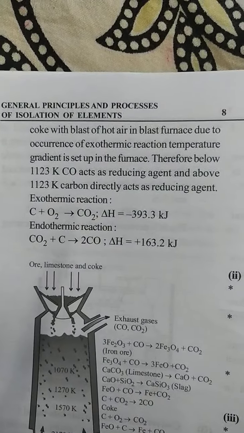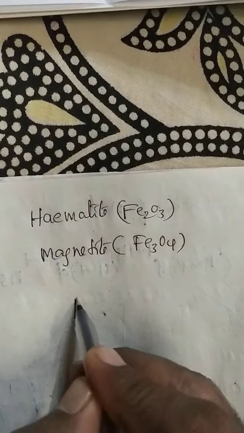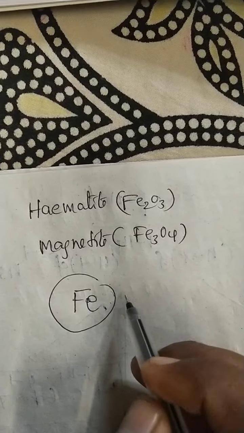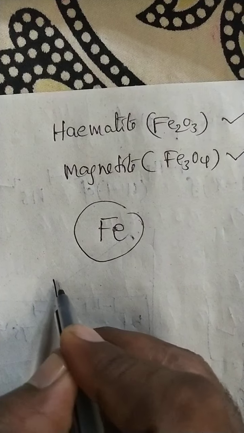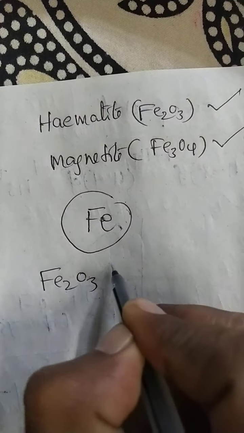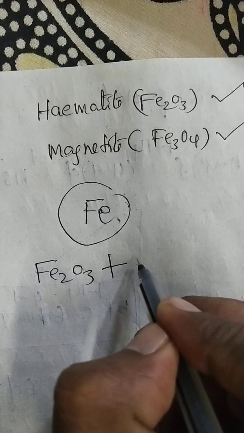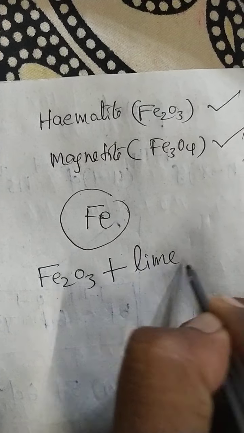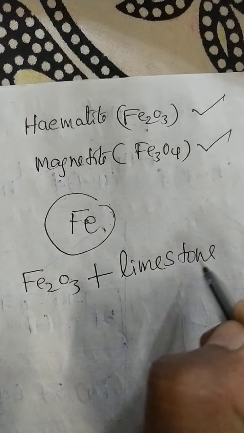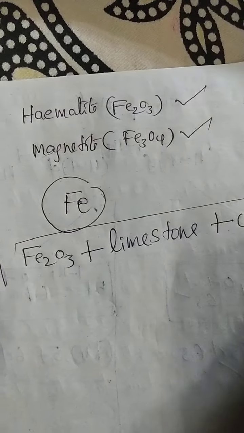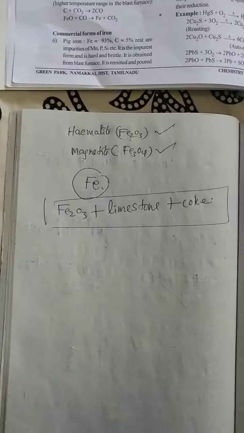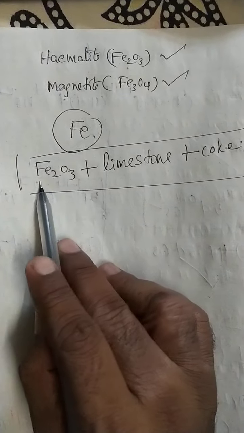So my dear students, listen carefully. Iron is extracted using hematite and magnetite. For example, I will take hematite Fe2O3, plus limestone, and plus coke. So these three are mixed together. Listen carefully. Now your target is the extraction of iron.